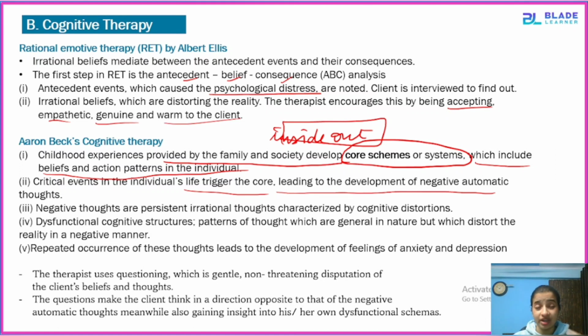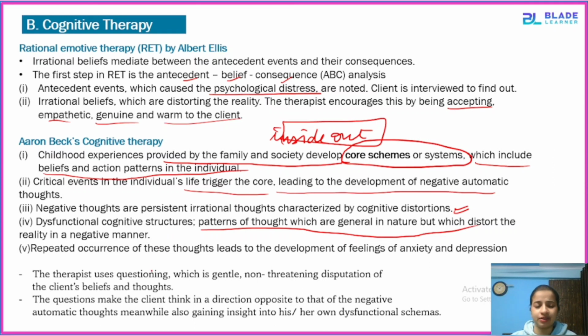And when an individual fails to do so, then this causes cognitive distortions. Okay, so dysfunctional cognitive structures, patterns of thought which are general in nature but distort the reality in a negative manner. So these thoughts aren't like out of the blue. They're not like oh, meteor, oh, planet. No, they're not like that. They are there in the environment, they're very natural, they're very normal, but somehow, somewhere, they affect some individual differently than it does to you, and that difference is like zameen asman ka antar. So repeated occurrence of these thoughts leads to development of feelings of anxiety and depression.